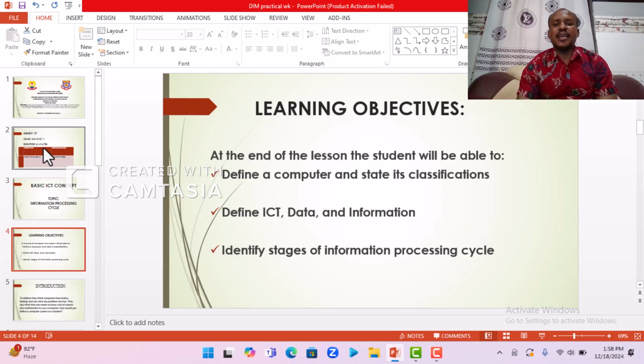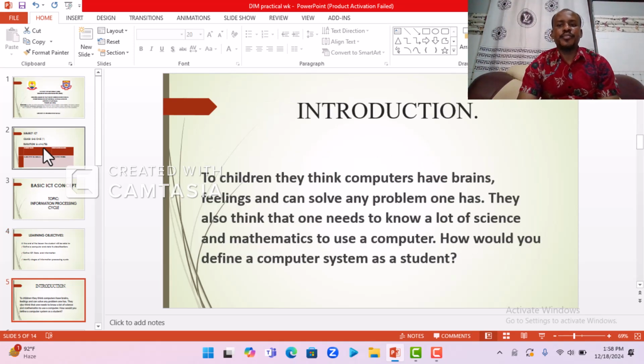processing cycle. These are our learning objectives. At the end of the lesson, the student should be able to: 1. Define a computer and state its classifications. 2. Define ICT, data and information. And the third one, identify stages of information processing cycle.